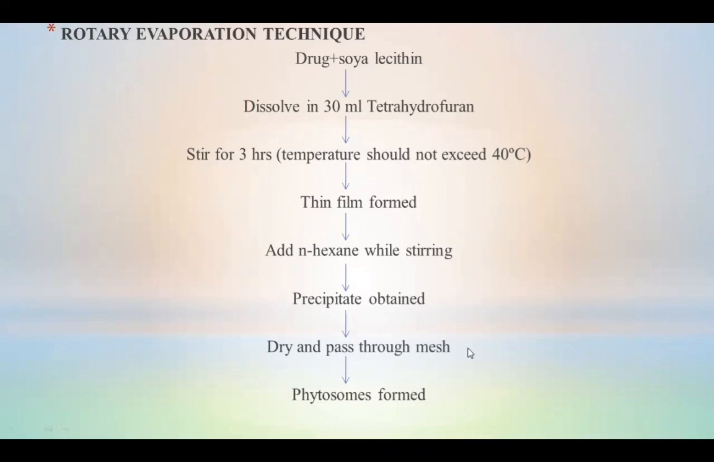The specific drug and soya lecithin have to be taken and dissolved in 30 ml of tetrahydrofuran, stirred continuously for 3 hours, maintaining a specific temperature not exceeding 40 degrees Celsius. After complete stirring, a thin layer or film will form, and then N-hexane is added while stirring. After appropriate stirring, the precipitate is obtained, dried and passed through a mesh. This dried phytosome is formed.